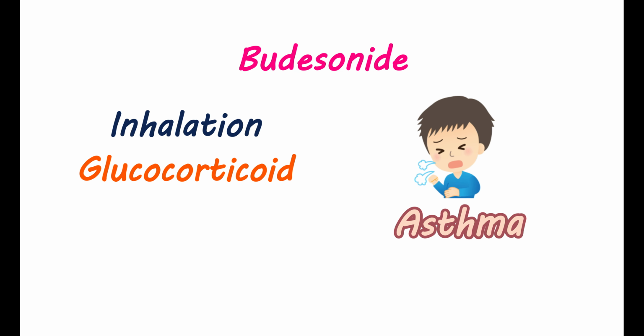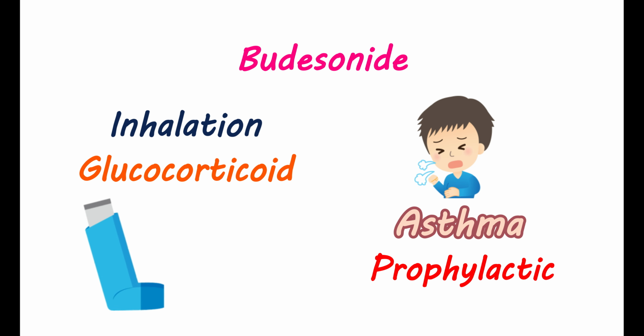Budesonide is one of the medications that is classified as a glucocorticoid. By inhalation route, it is mainly used for the management of asthma, as a prophylactic. It can be used both in adults as well as in children. It is available as a solution for nebulization and powder for inhalation.